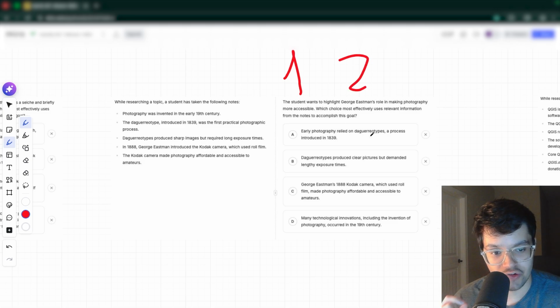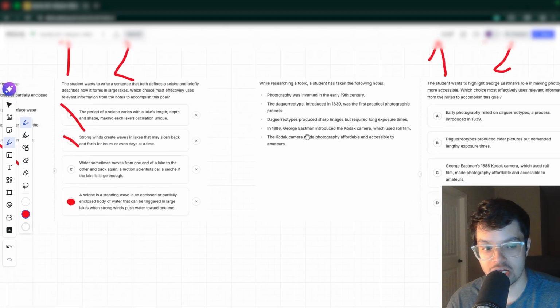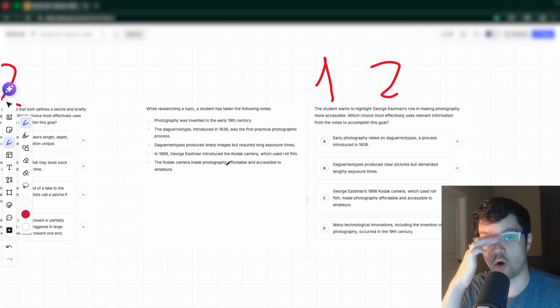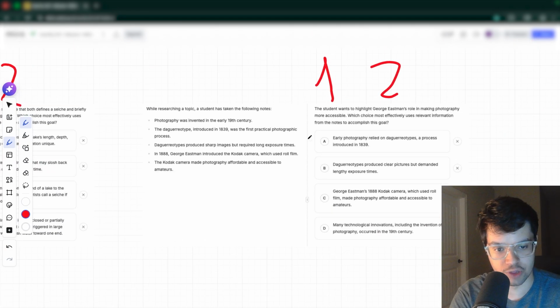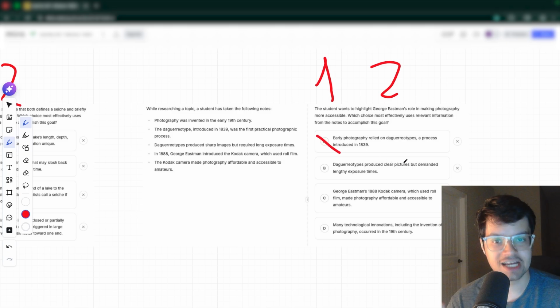Now we just look at the choices. A: early photography relied on daguerreotypes, a process introduced in 1839. Again, similar to B on this question, it doesn't even mention George Eastman at all. We really need to know what we're dealing with for this to be a correct answer, so A cannot be right. B: daguerreotypes produce clear pictures but demanded lengthy exposure times. Same problem as A, we don't know what George Eastman did as a part of this. You don't know what his role would be in this, so not right.